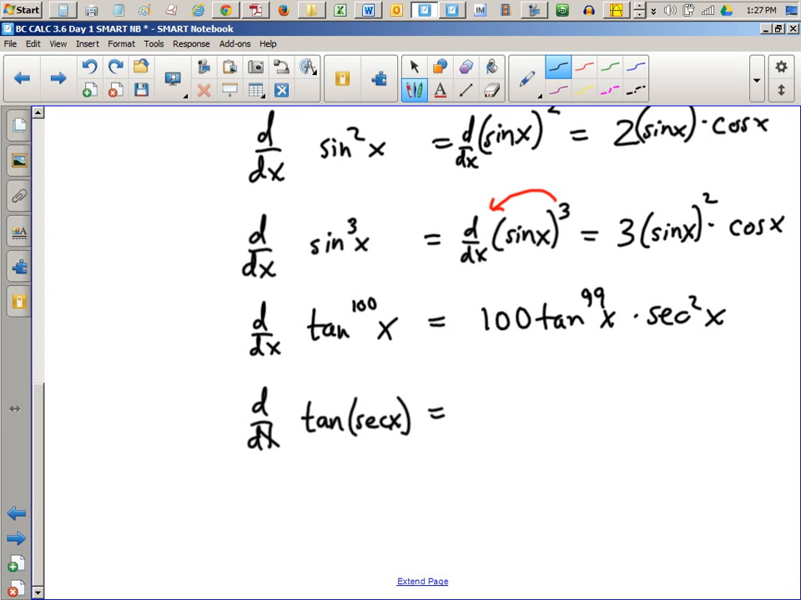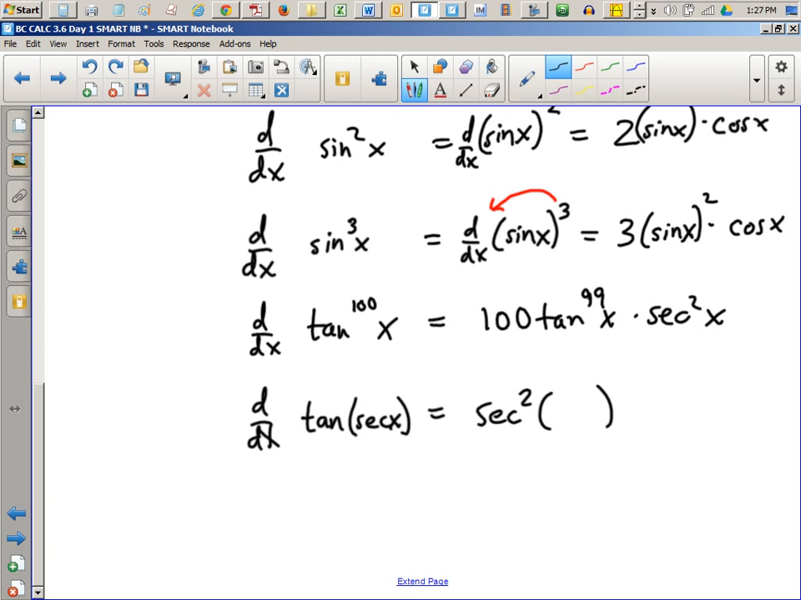So what catches your eye first about this problem? Do you see it as a tangent something problem, or do you see it as a secant something problem? You should be looking at the outer function first. So you should say, ooh, a tangent. Okay. Now you ask yourself, what is the derivative of tangent? Sec squared, right? Sec squared. Okay, so the derivative of tangent is sec squared.